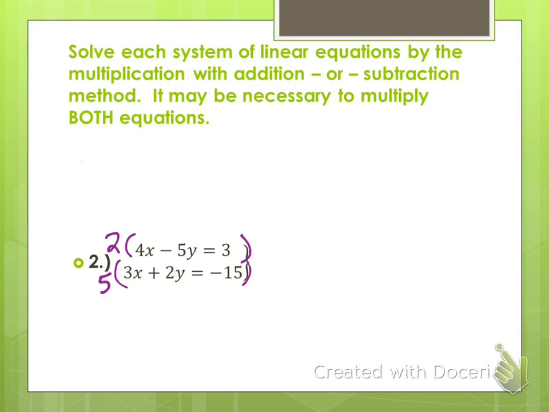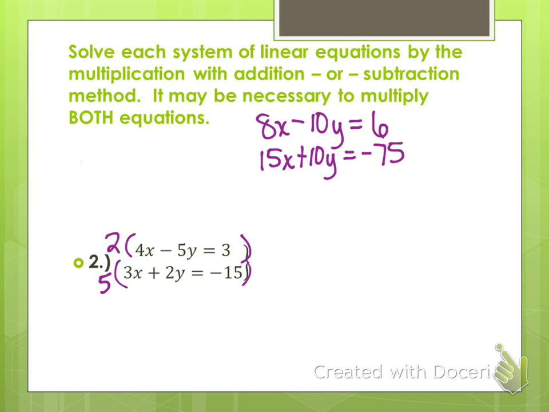All right, so let's multiply our equations. If I multiply the top equation by a 2, what do I get? X minus 10y equals 6. Good. And if I multiply the bottom equation by a 5, what do I get? Equals negative 75, right? That 15 was a negative. All right. Questions about multiplying our equations?